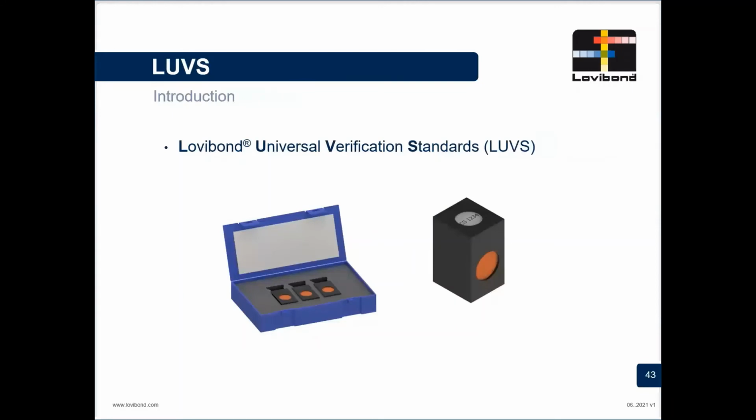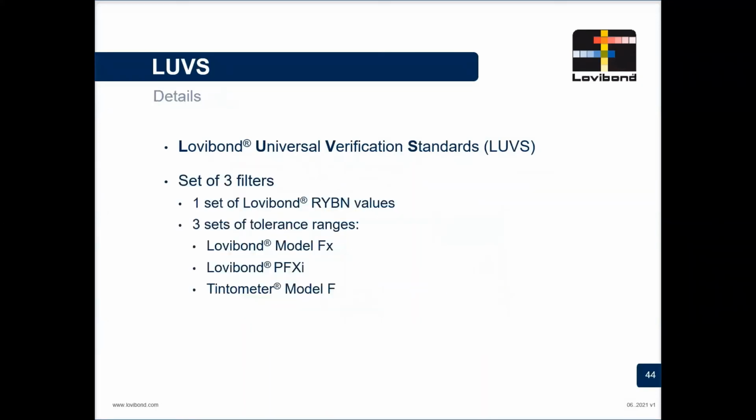So if we're looking at comparing different types of instruments, we have the Lovibond Universal Verification Standards. It's a set of 3 amber standards. So they have one set of Lovibond values, but it has 3 tolerance ranges: for use in a Model FX, for use in a PFXI, and also in the Model F visual instruments. The tolerance ranges are different as you move from the automatic down to the visual. The tolerance range gets wider to take account of things like observers and the accuracy of the instrument itself.